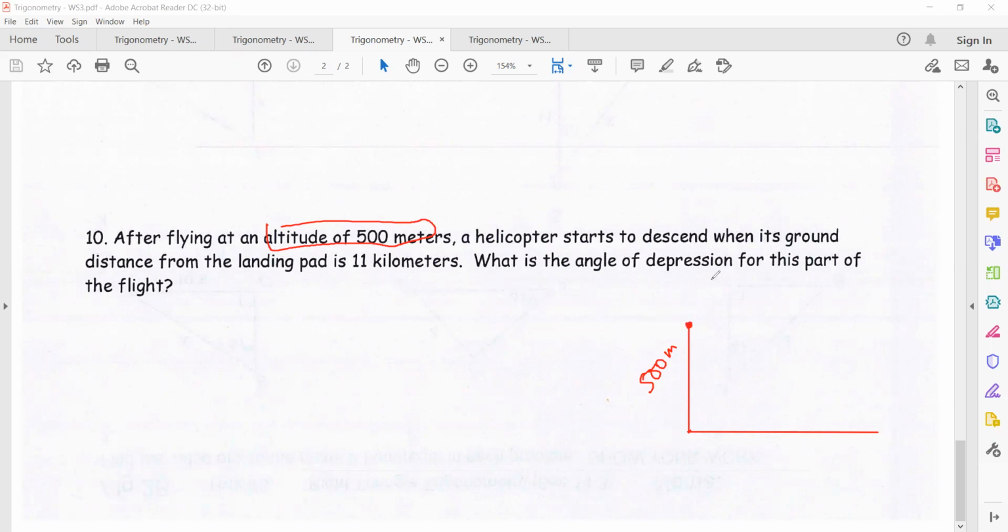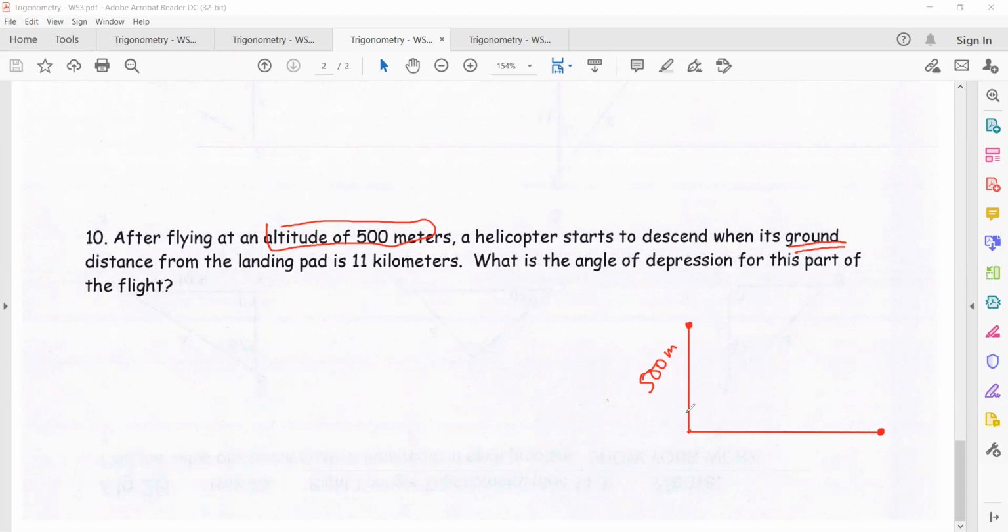Now it says it will start to descend. That means it will go down slowly. It will not just drop like this. It will go down slowly, to descend when its ground distance from the landing pad is 11 kilometers. Now let me think that here is the landing pad. And always remember ground distance or horizontal distance. That means this ground. So not this distance, not the direct distance, but the ground distance.